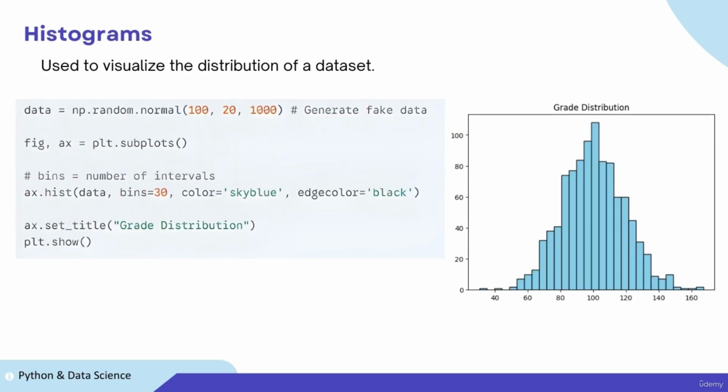Next, we have histograms. These are used to visualize the distribution of a dataset, essentially how frequent different values are. In this example, we generate some fake student grade data using a normal distribution with np.random.normal. To plot it, we use ax.hist. A key parameter here is bins. By setting bins equals 30, we divide our data into 30 intervals. This reveals the shape of the data, in this case, a classic bell curve showing that most students scored around the average.